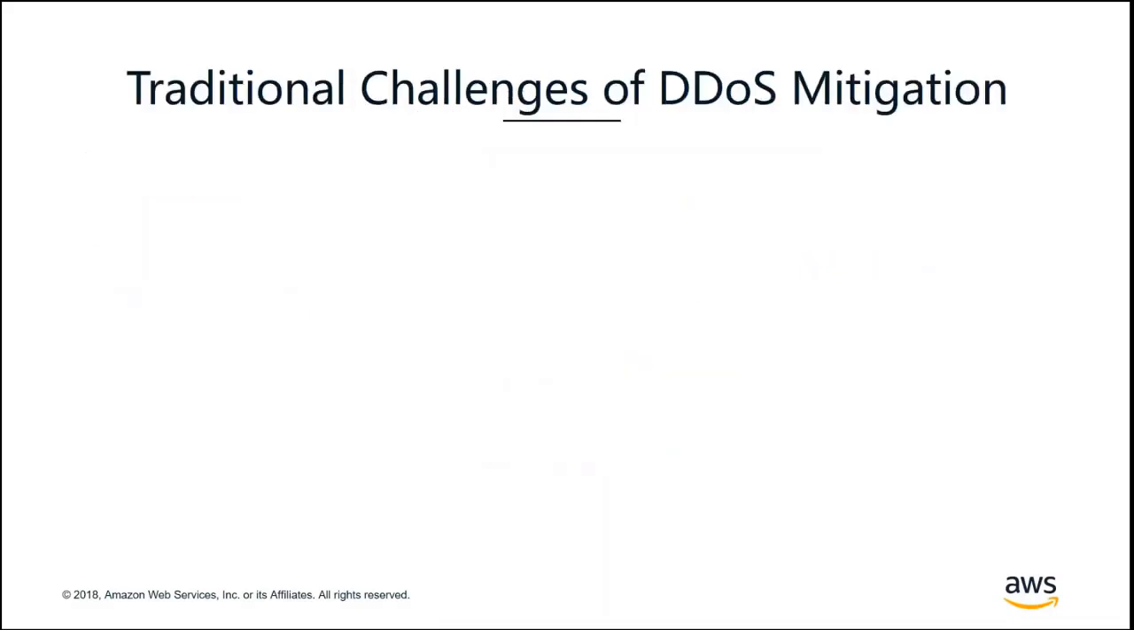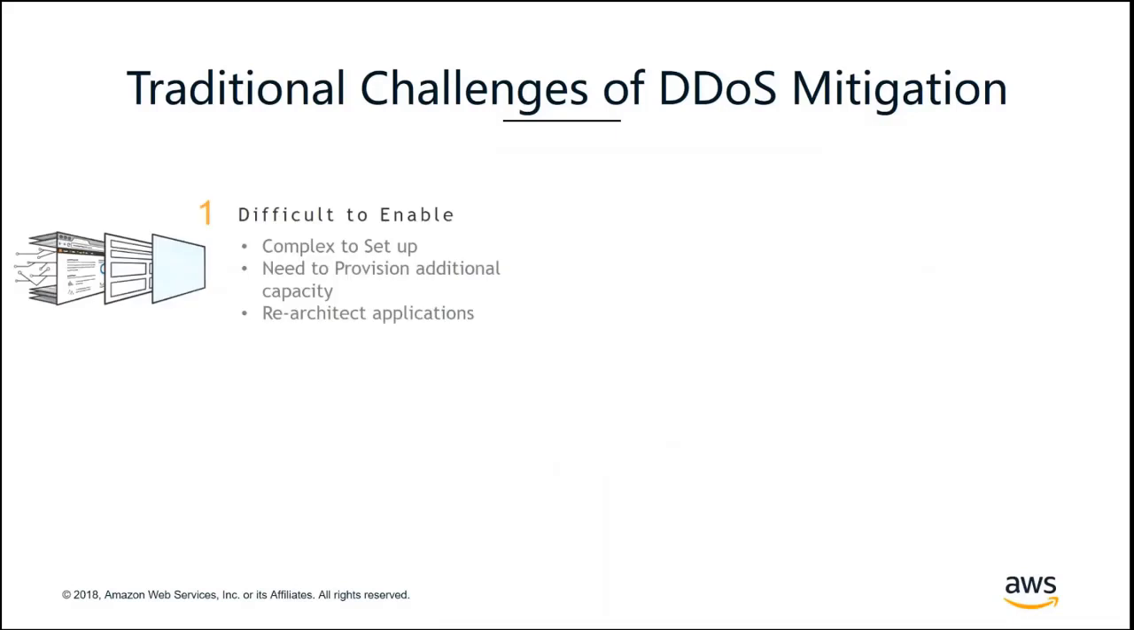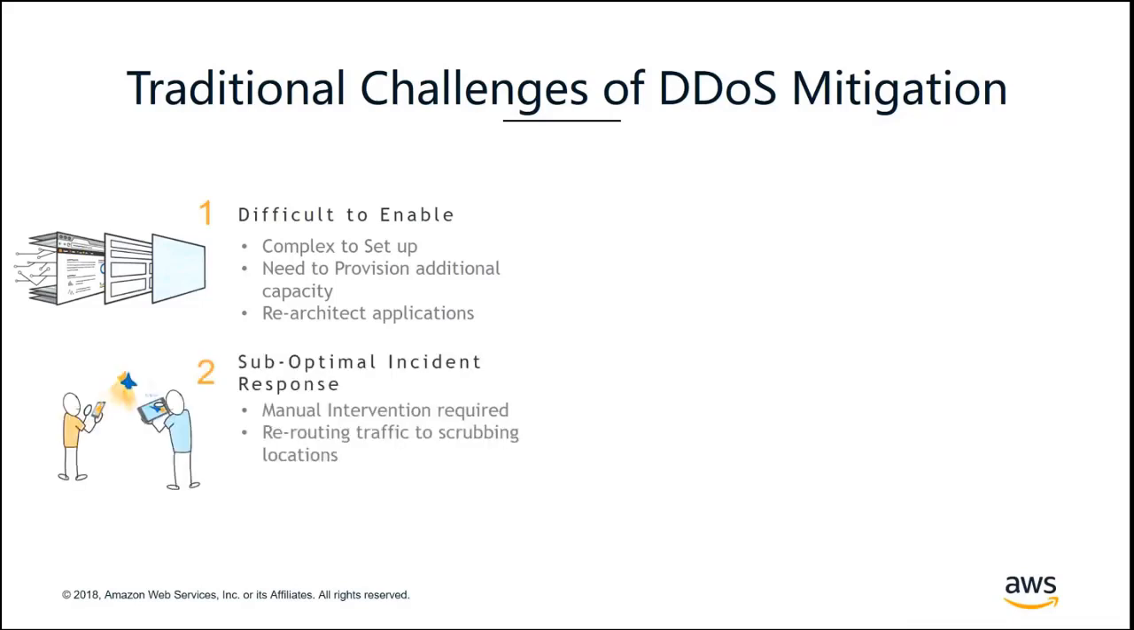So let's talk about some of the traditional challenges of DDoS mitigation. First is that it can be difficult to set up. If you operate a network and are running a game on that network, you have to have additional capacity, right? So you have to have overhead to make sure you can absorb these attacks without having congestion on your network. Sometimes it'll even require you to re-architect your applications to handle multiple entry points for your network traffic.